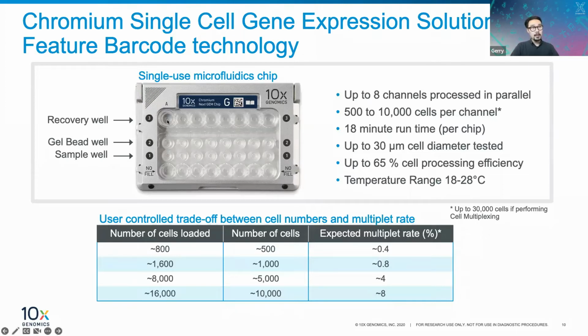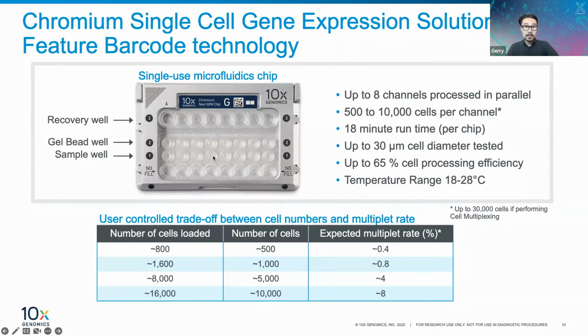The lanes on this chip run vertically. As you can see, there are 8 channels on this single-use chip that can be run in parallel. Each channel can accommodate between 500 and 10,000 cells per sample, and we have tested up to 30 micron cell diameters. This system also provides you with the flexibility to run fewer than 8 samples per chip if you want, as long as the unused lanes and wells are filled with 50% glycerol. These chips cannot be used more than once, regardless of whether you're running 1 lane or 6 lanes or 8 lanes.